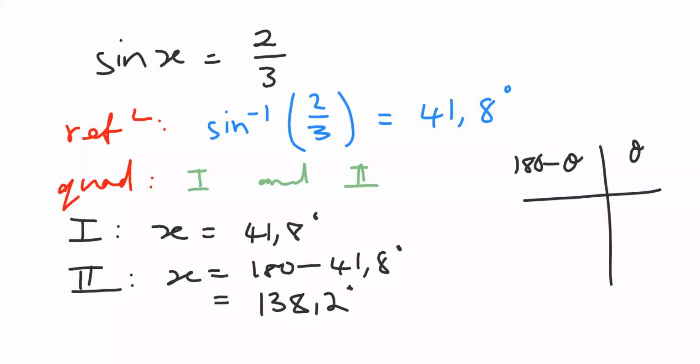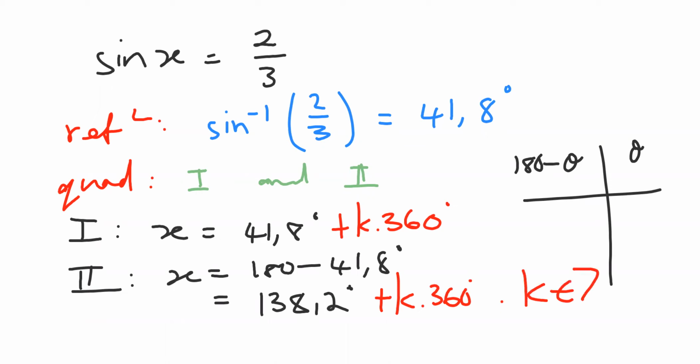And then here we're going to say plus K360. And at the bottom, we also need to say plus K360, with K being an element of the integers, all the integers. If this was a general solution question, we would stop here. But this question actually asked us to list all the answers between a certain domain. So let's just list the answers in that domain.